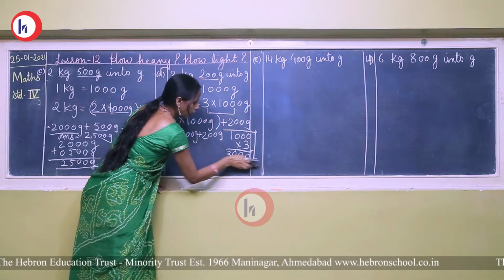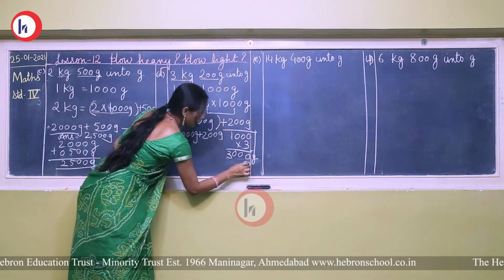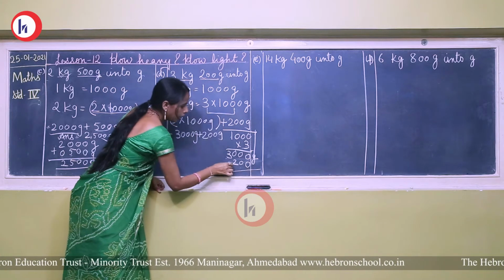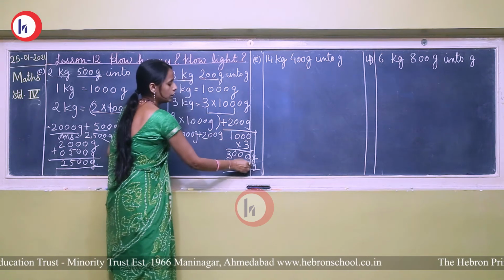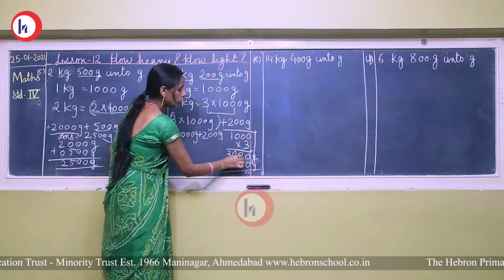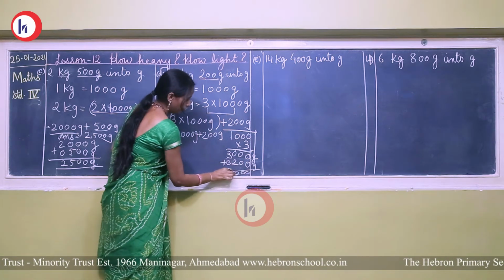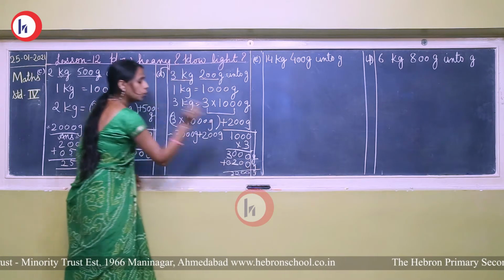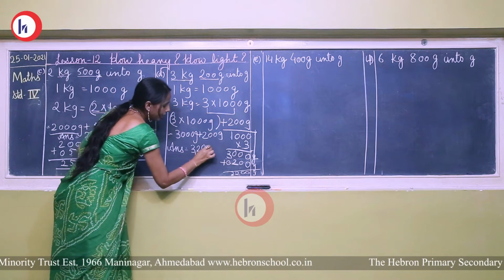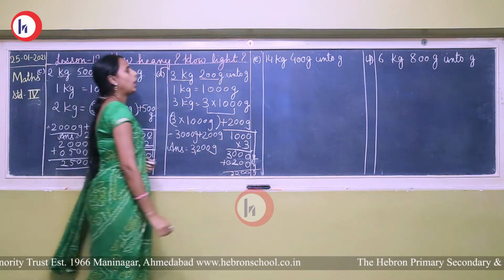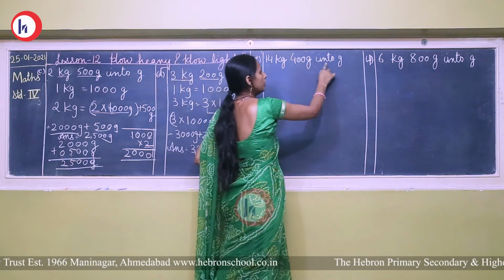So 3000 gram plus 0, 0 and 2. Okay, here no any digit, so we will put here 0. So add it. 0 plus 0, 0. Here 0 plus 0, 0. Then 0 plus 2, 2. 3 plus 0, 3. So answer is 3200 gram. Okay. Now see the next one, 14 kilogram 400 gram into gram.